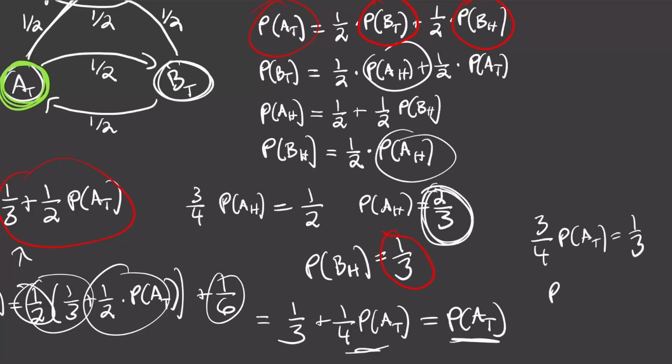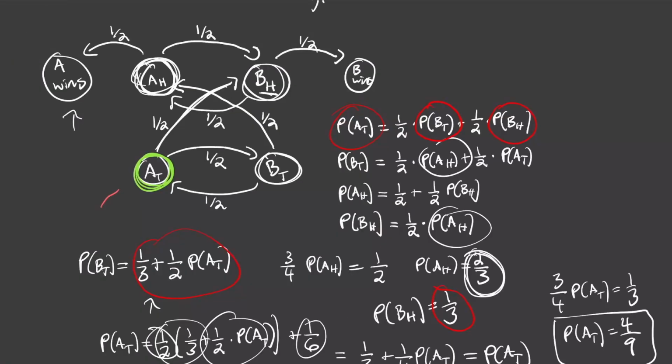So what does that tell me? That tells me that the probability of A sub t is equal to 4/9, which is what we were trying to get originally. So that means player A, when he starts, wins 4/9 of the time in this game.